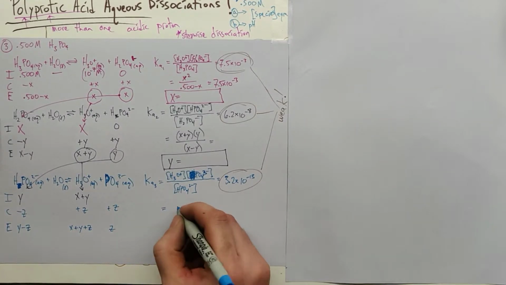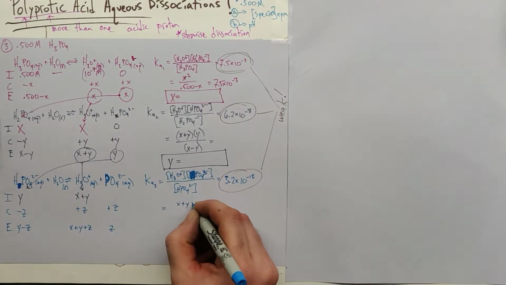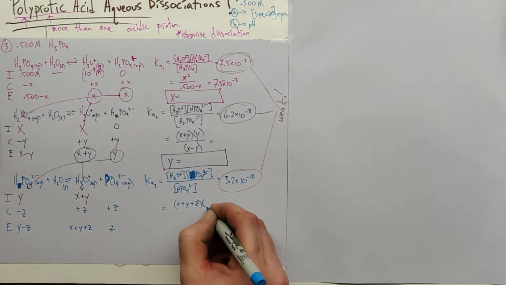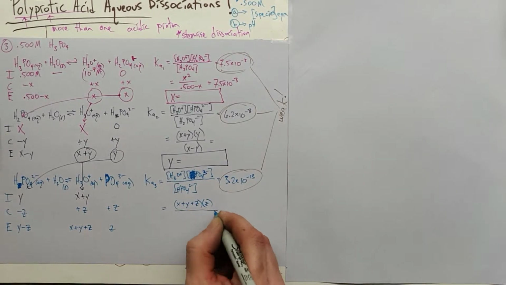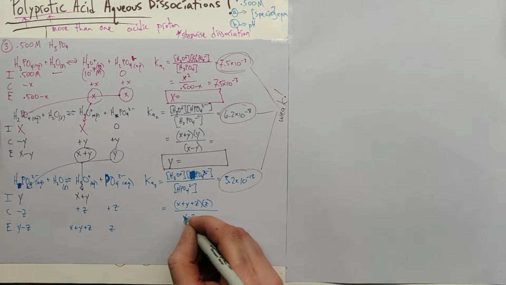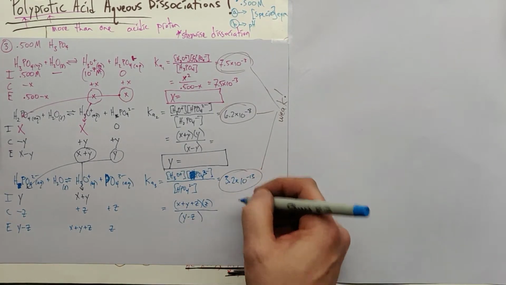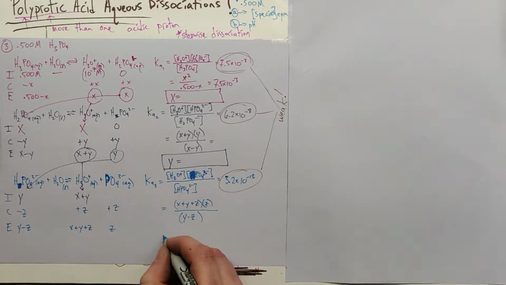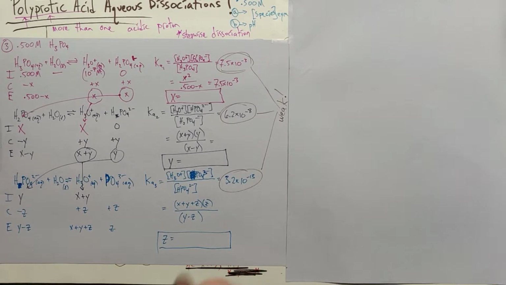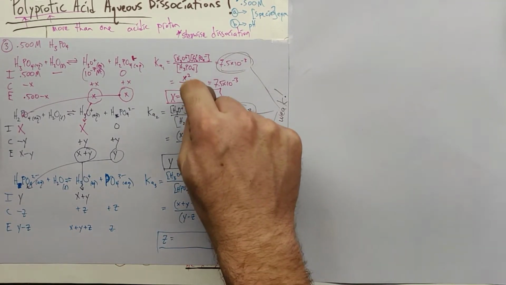This is supposed to be x plus y plus z times z over y minus z. And that's supposed to be equal to our 3.2 times 10 to the minus 13th. So at some point in time, we'll have a number z equals, right? And it would be nice if we could cut some corners and save some button mashing. But for right now, we're going to look here.